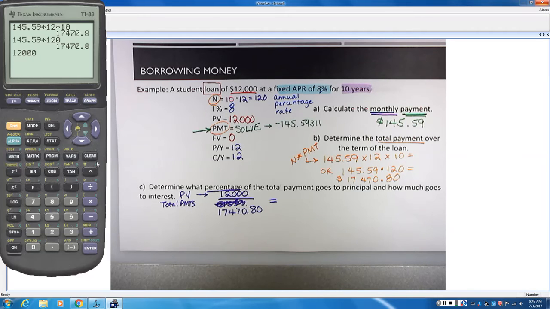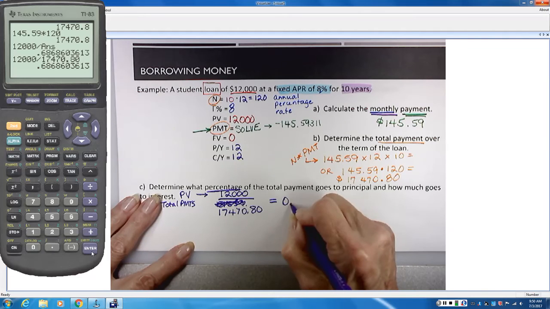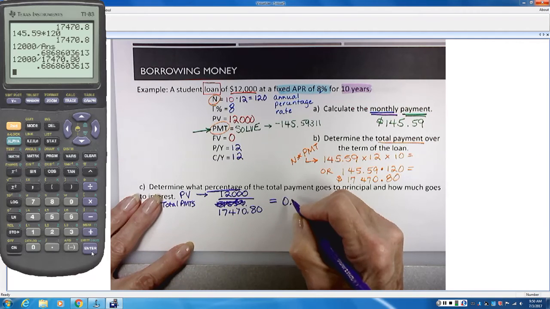12,000 divided by, and either use second and the negative sign will use that answer, or you can type in 12,000 divided by and then just copy that. And you get the same answer either way, so it doesn't matter which way you do it. And that gives us 0.6868.